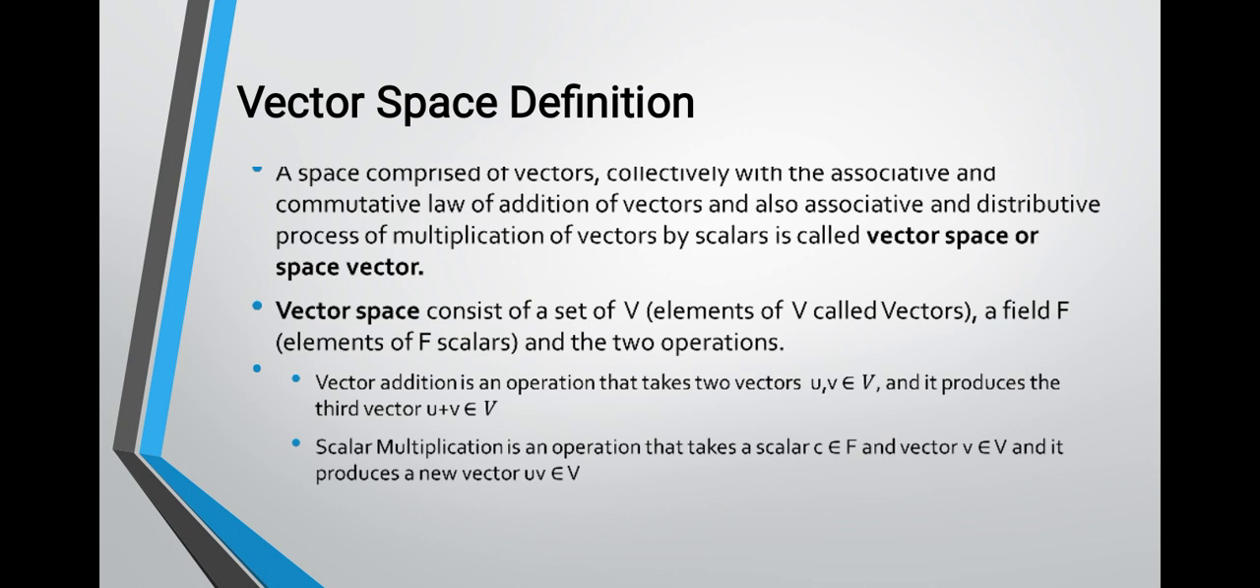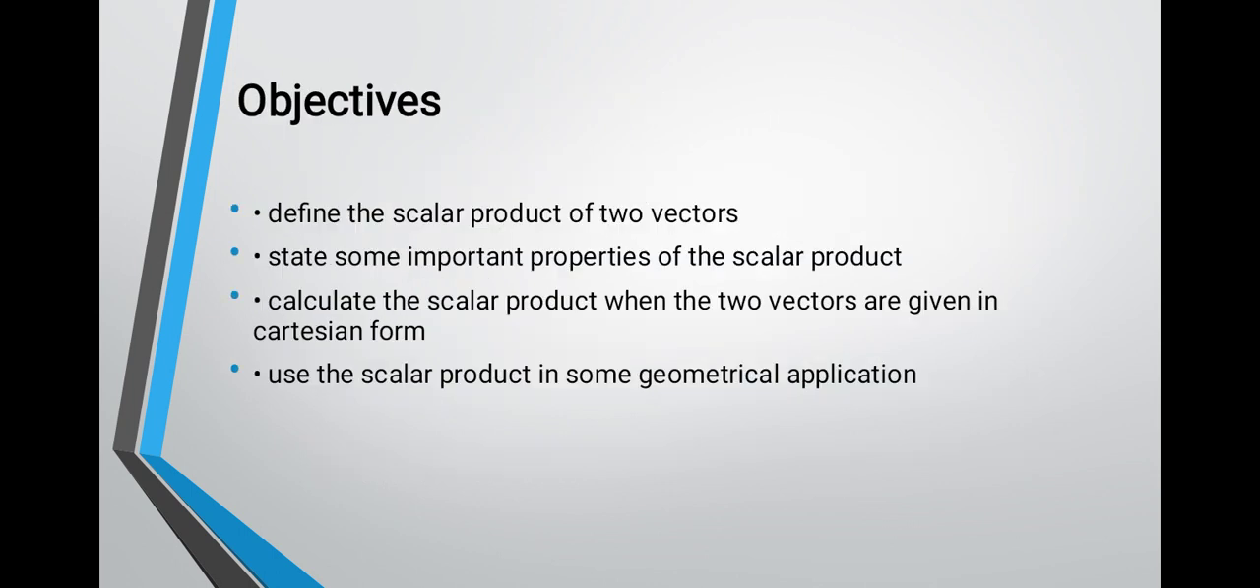A vector space consists of a set V whose elements are called vectors, and a field F whose elements are scalars, with two operations. Vector addition is an operation that takes two vectors and produces a third vector. Scalar multiplication is an operation that takes a scalar and a vector and produces a new vector.